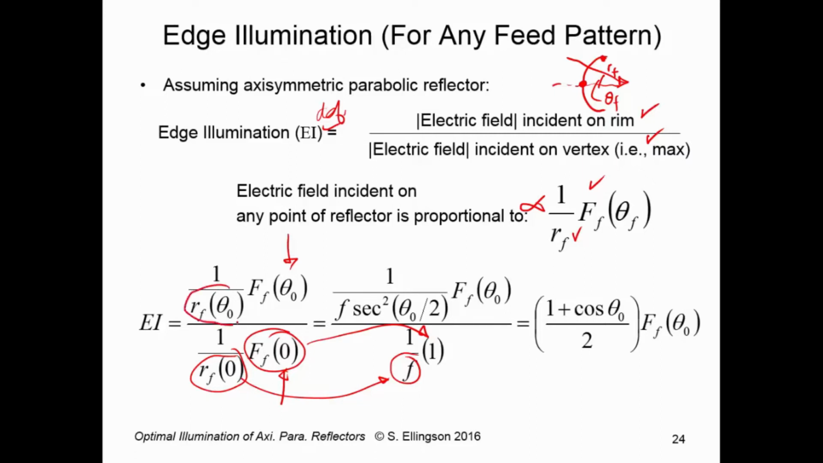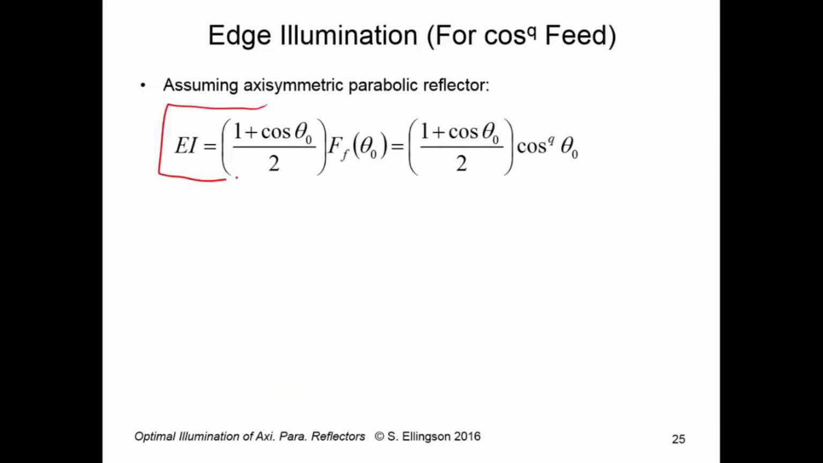In the numerator, r sub f at the rim, we have an expression for, and it's simply this. We don't have a simple expression in general for this, so we simply carry this over. And now we do a little bit of math, and we find that the edge illumination is 1 plus cosine theta naught, again theta naught, the angle to the rim, divided by 2, times the normalized feed pattern evaluated at the rim. So this is a relatively general expression for edge illumination. If we apply it to the cosine Q feed model, then this is the edge illumination.